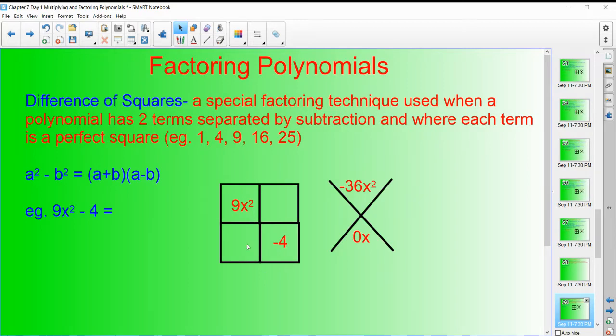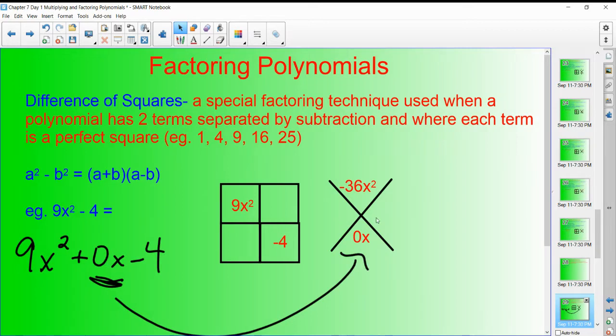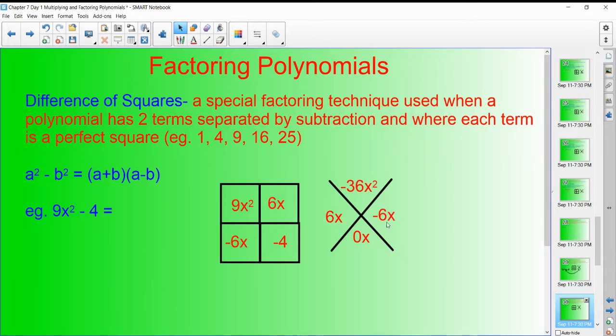So if we were using the rectangle method, we could write this as 9x squared plus 0x minus 4. And do the same steps as last time, where we have 9x squared and negative 4. We multiply them to get negative 36x squared. This 0x is the bottom, so I need two numbers that multiply to negative 36x squared and add to 0x. So think about which two numbers those might be. Now you may have gotten them, maybe not. Those numbers are 6x and negative 6x.